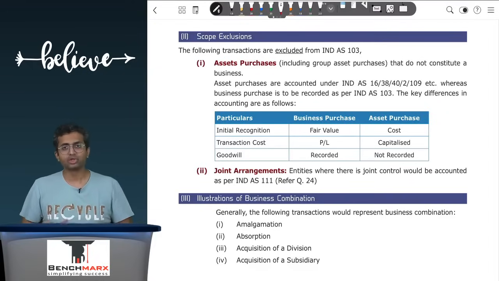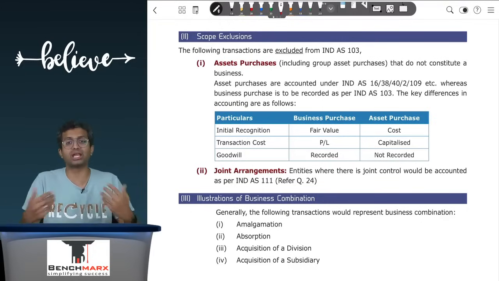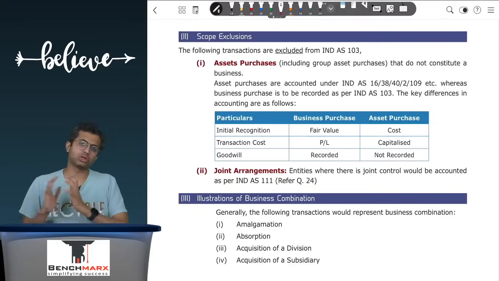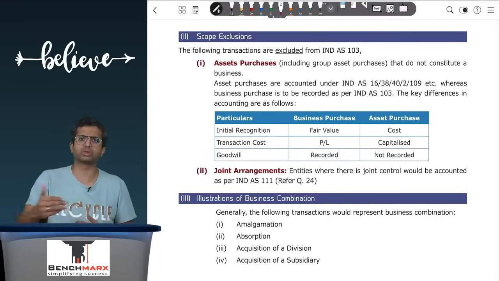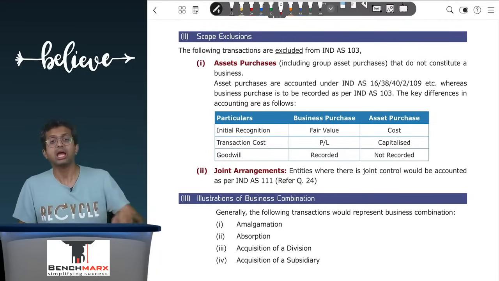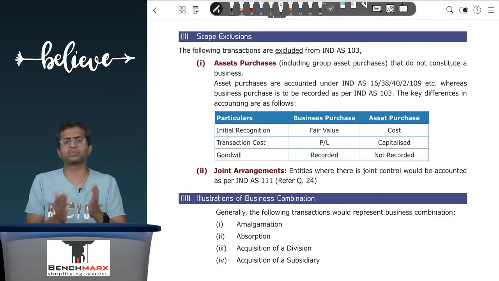And second is joint control. If I'm acquiring joint control over a business, there's a separate standard called Ind AS 111 which guides on the accounting for these joint arrangements. In case control is acquired, control is unilateral, a single ability to direct relevant activities, that is when Ind AS 103 will be applicable.